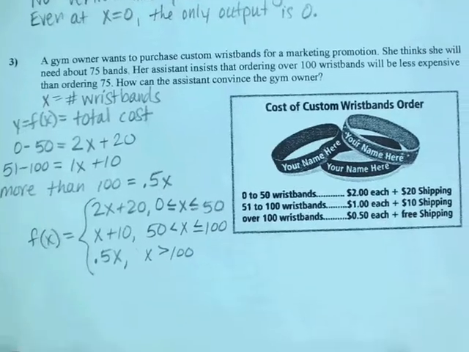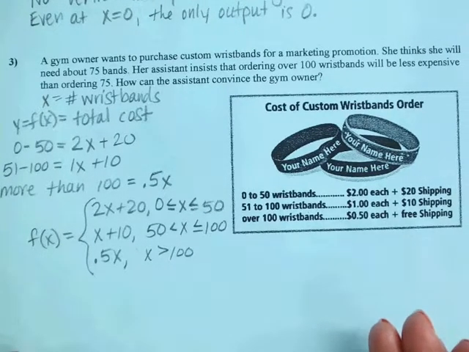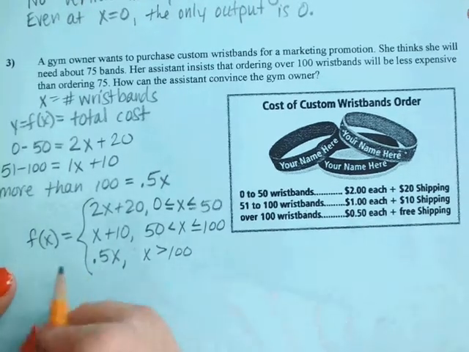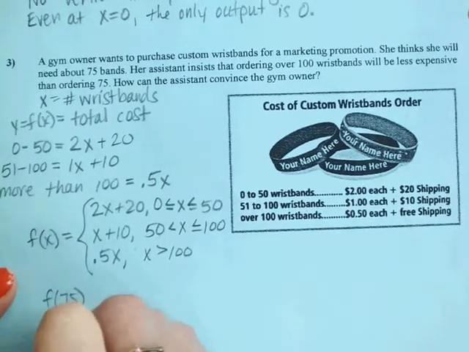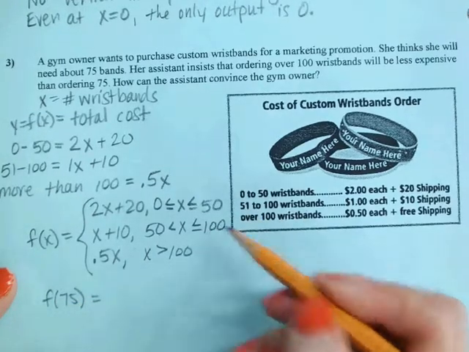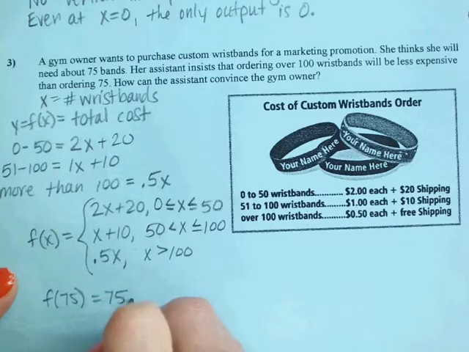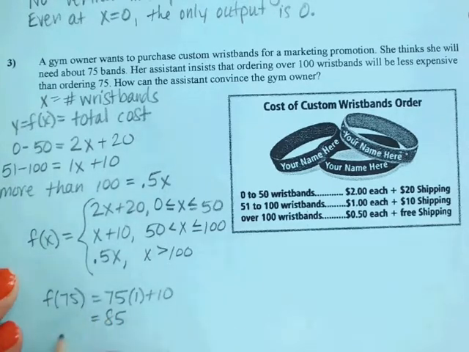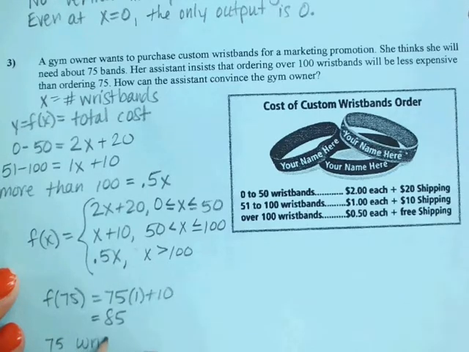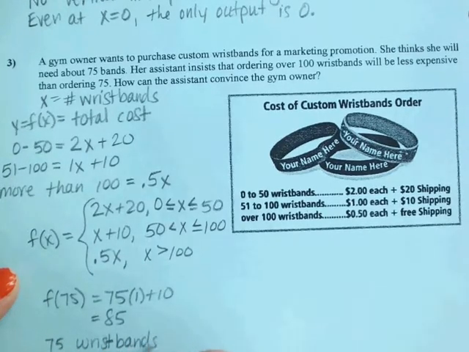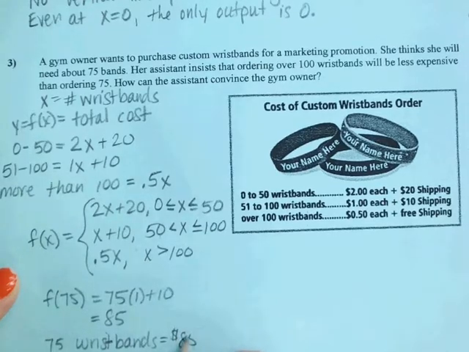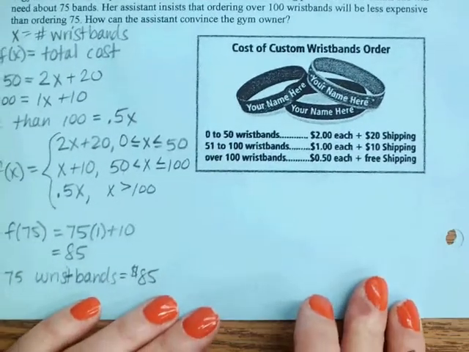Now, to keep convincing the gym owner, let's find the cost of 75 wristbands versus 101. So more than 100, we'll just go with 101. We'll start with 75 wristbands; we have to use the middle function right here. So it'll be 75 times 1 plus 10. So 75 plus 10 is 85. So we could write 75 wristbands equals $85.